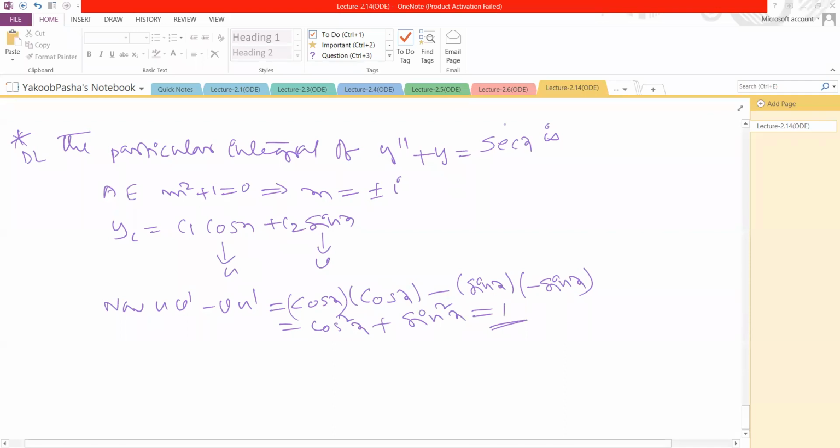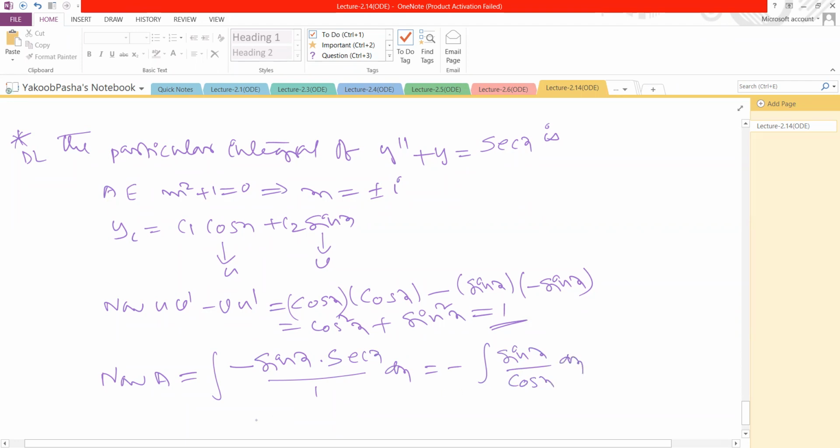Now we have to find the parameters, that is, the capital A value. Capital A is equal to the integral of minus V R by U V dash minus V U dash. So here minus V is equal to sin x. R is the right side value, that is secant x. Denominator is 1, dx. This is equal to the integral of sin x times secant x, and secant x can be written as 1 by cos x.